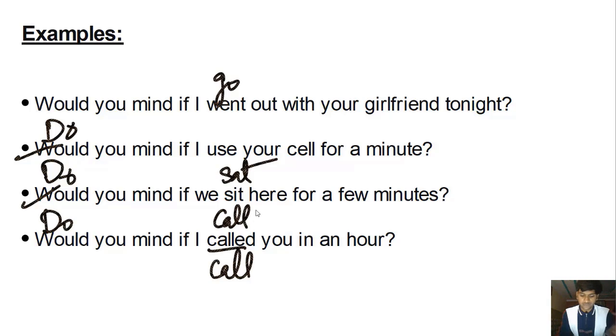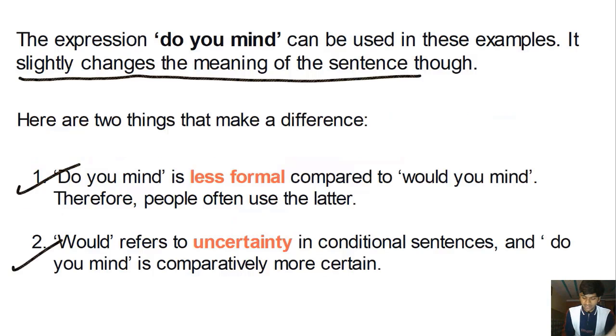With "do you mind," we generally use the verb in the base form. This is what we have observed. It's not a rule. This is something that we have observed. You can either use the verb in the base form or in the simple past form. All right. So this is the very first case.